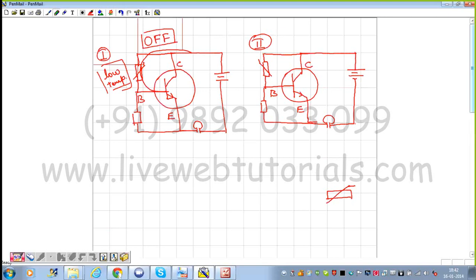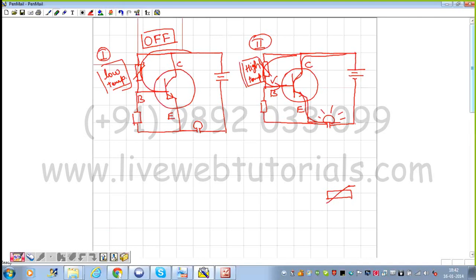Now I'm taking the second part. Suppose here due to fire there is high temperature. Now when there is high temperature, the thermistor is in contact with it. As the temperature increases, the resistance of the thermistor decreases. That's why now the current will start flowing through the base. As the current flows through the base, a large amount of collector-emitter current also flows through this. Here the buzzer is there, and this buzzer starts ringing.